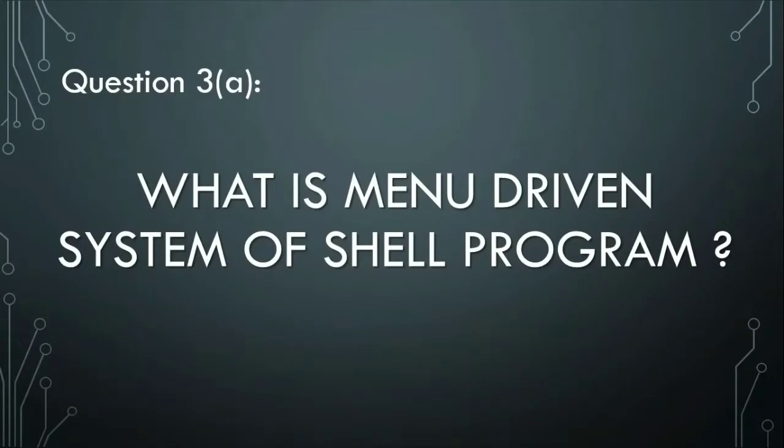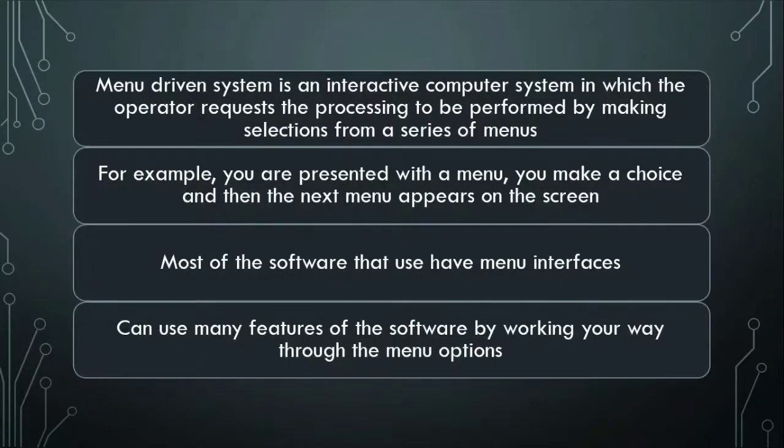Question 3a is, explain what is menu-driven system or shell program. Menu-driven system is an interactive computer system in which the operator requests the processing to be performed by making selection from a series of menus. For example, you are presented with a menu. You make a choice, and then the next menu appears on the screen.